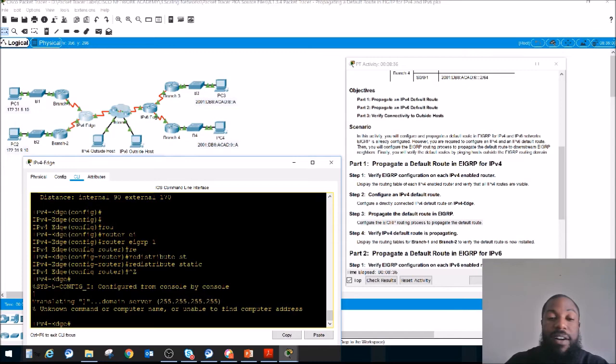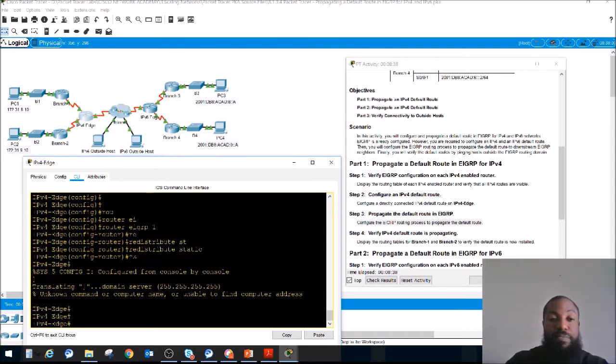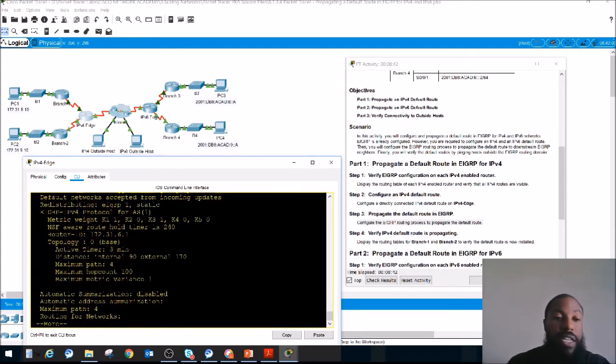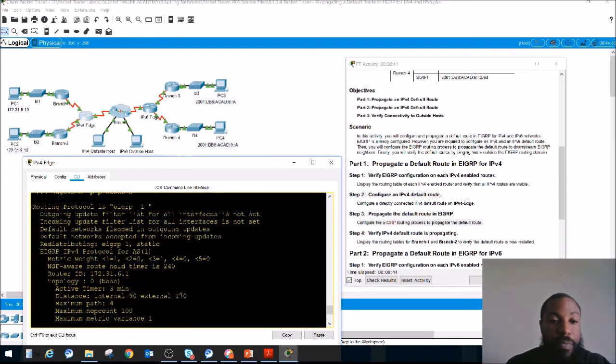All right, so now what we could do is we redistributed the static route. So now we can do show IP protocols, and now you can see we are redistributing not only the EIGRP process, but also we are redistributing a static route. That's what that is.